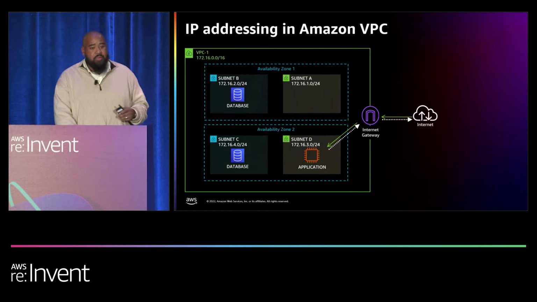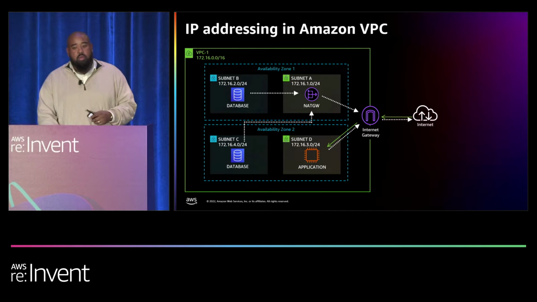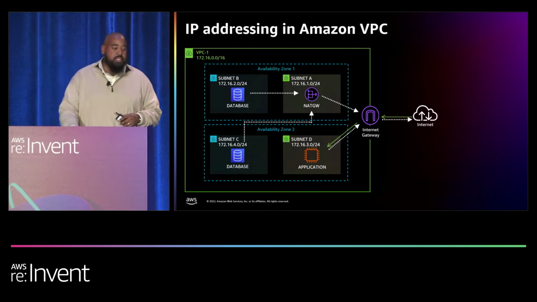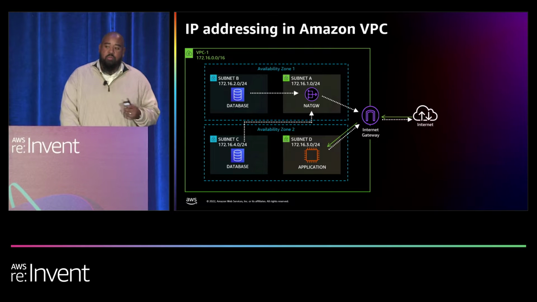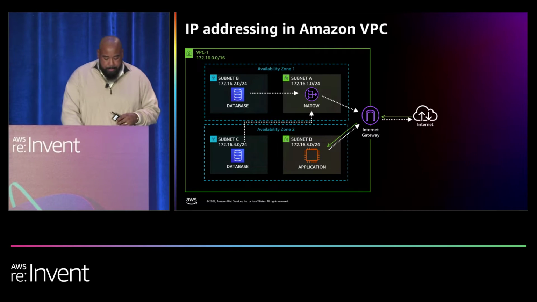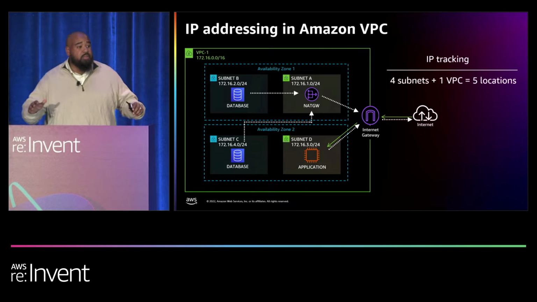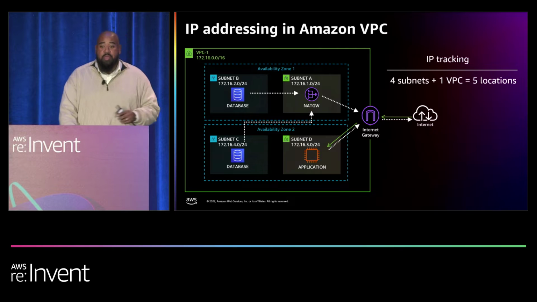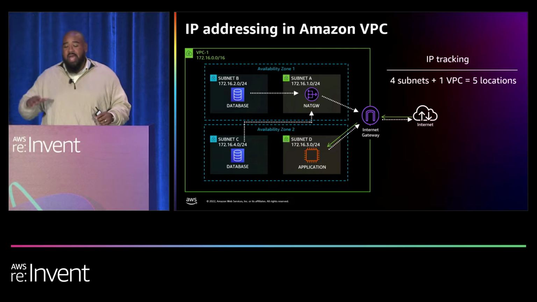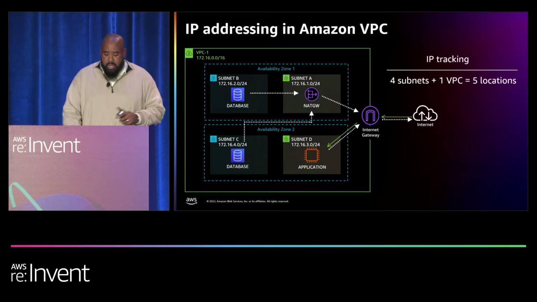Now, if you have instances like database instances in a private subnet, you'll create a NAT gateway in a public subnet, as well as a default route in the routing table of the private subnets that points to the NAT gateway. Now, at that point, you are tracking IP addresses for 4 subnets, 1 VPC. That's IP addresses for 5 locations. I want you to keep that in mind.